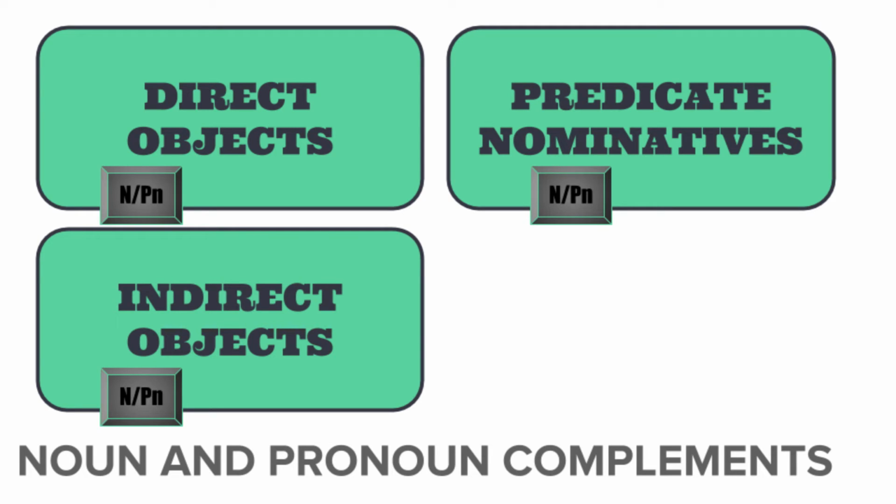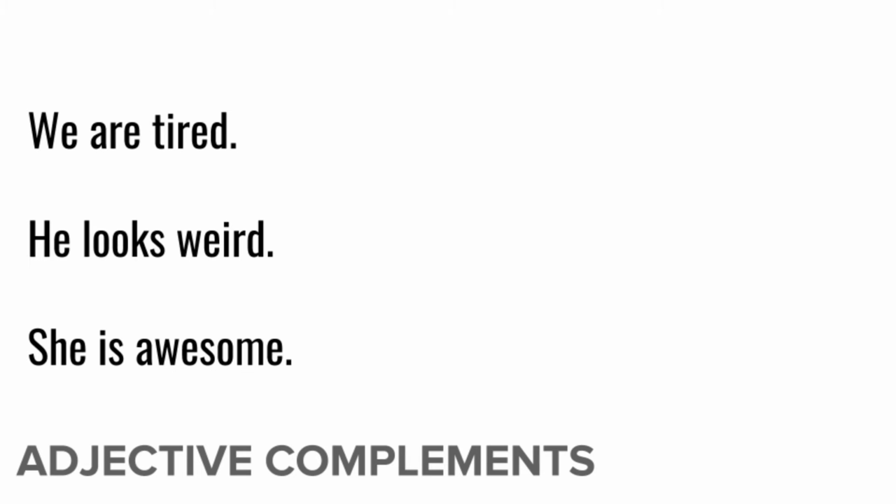So which one of the four types can be an adjective? Let's look at some examples. We are tired. We is the subject, are is the linking verb, and then tired is an adjective describing we, and that's a predicate adjective. He looks weird. He is the subject. Looks, in this case, is a linking verb. Sometimes looks can be an action verb, but in this case it's a linking verb because it's connecting the adjective weird back to he. So weird is a predicate adjective.